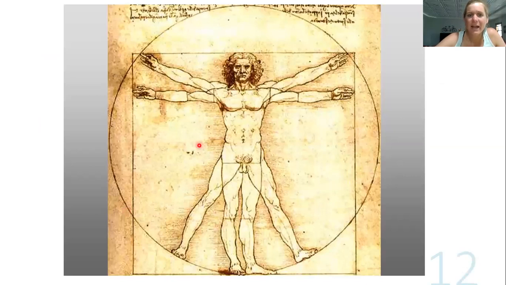So again, he was very smart at being able to figure out the relationship between different distances and how far it should be from each spot. He measured hundreds and hundreds of different people and specimens in order to create these really accurate images.